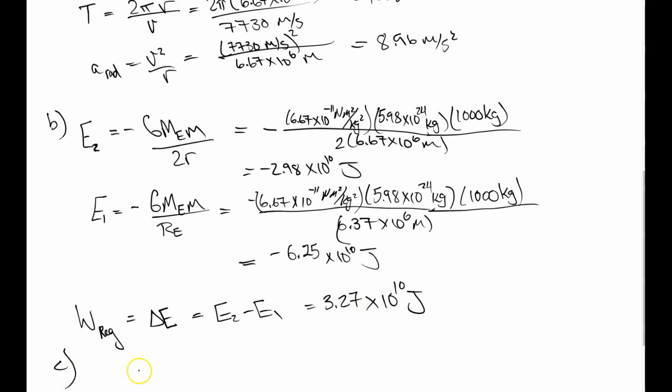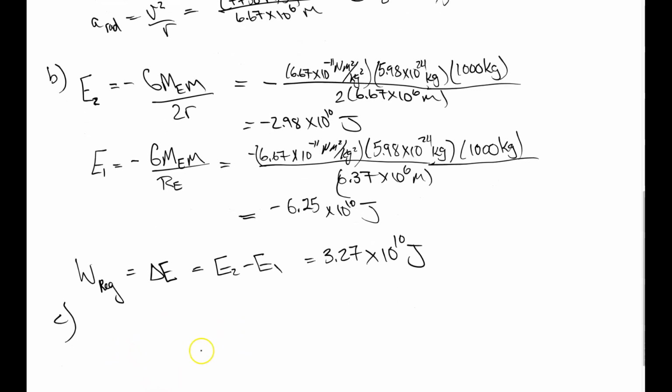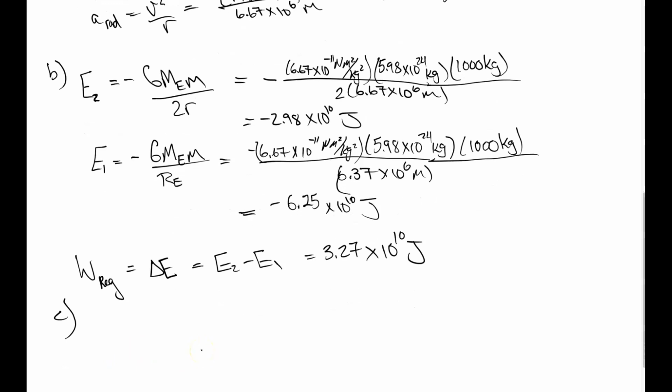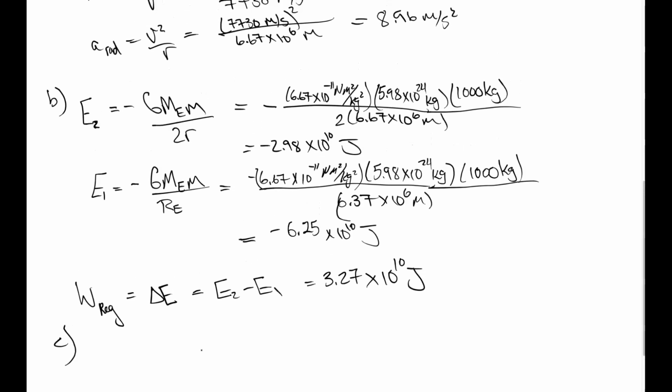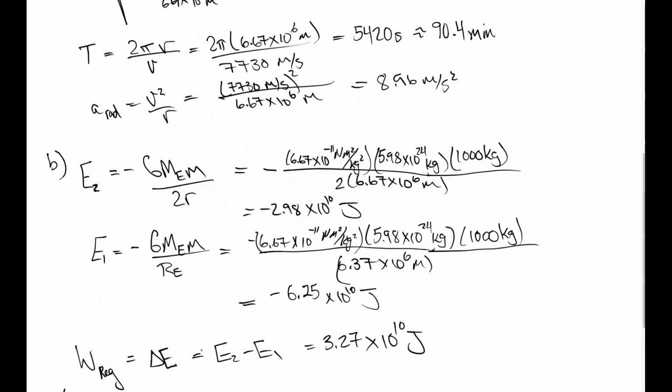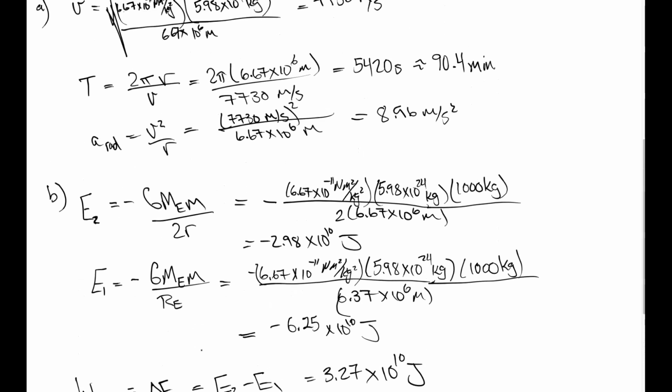So part C, we're asked how much additional work would have to be done to make the satellite escape the Earth. We saw that the initial energy for a space shuttle E2 was negative 2.98 times 10 to the 10th joules. So that's the minimum required mechanical energy to put it in orbit.